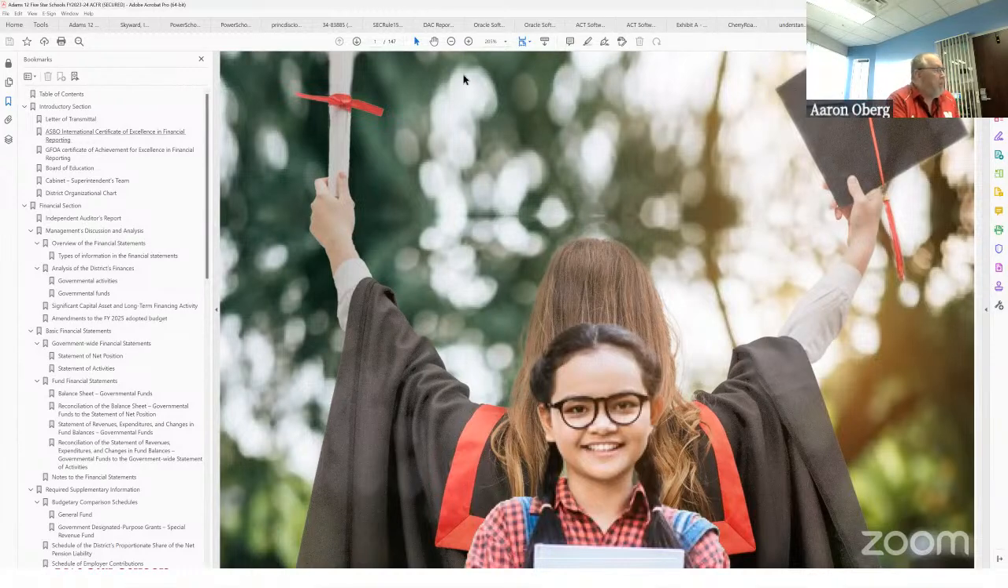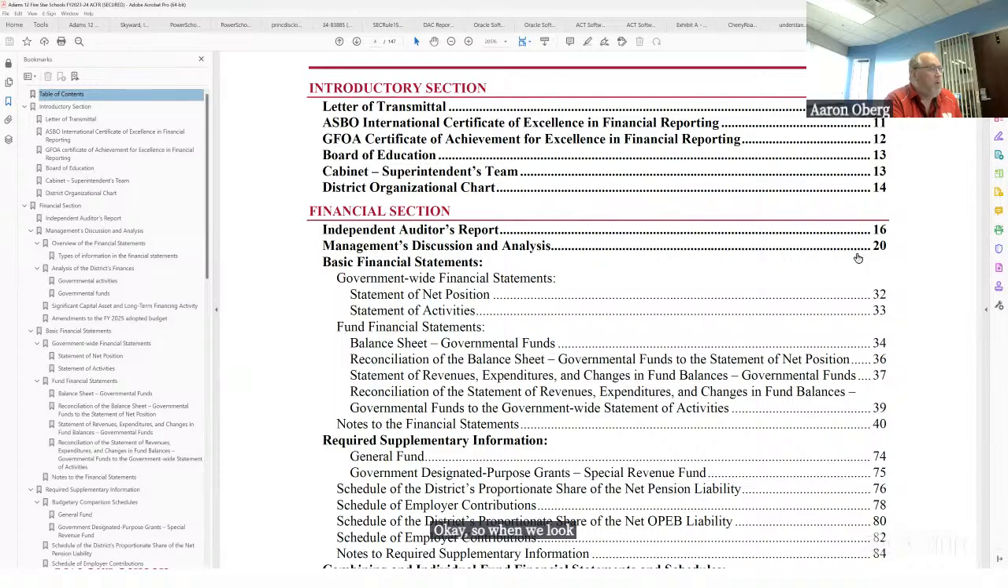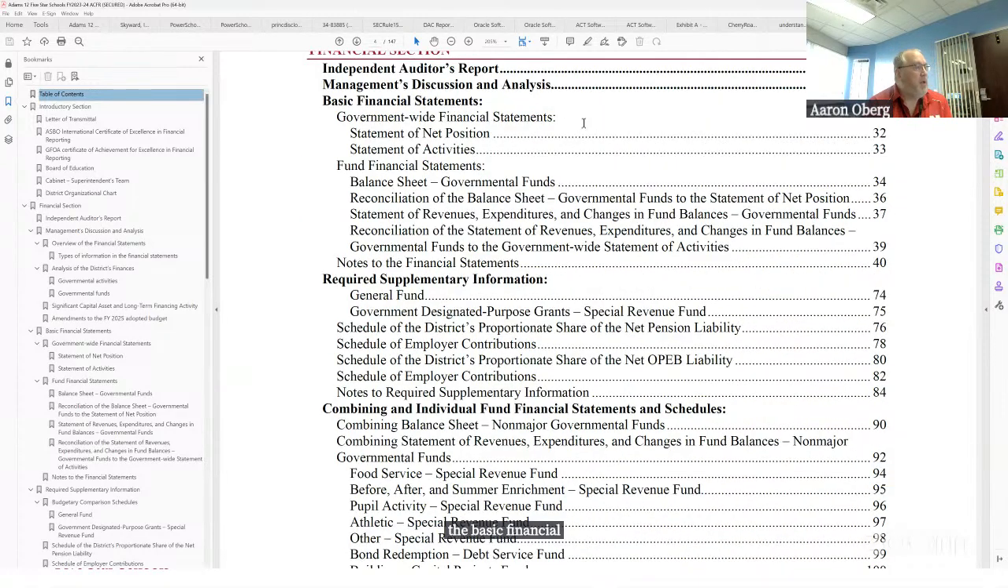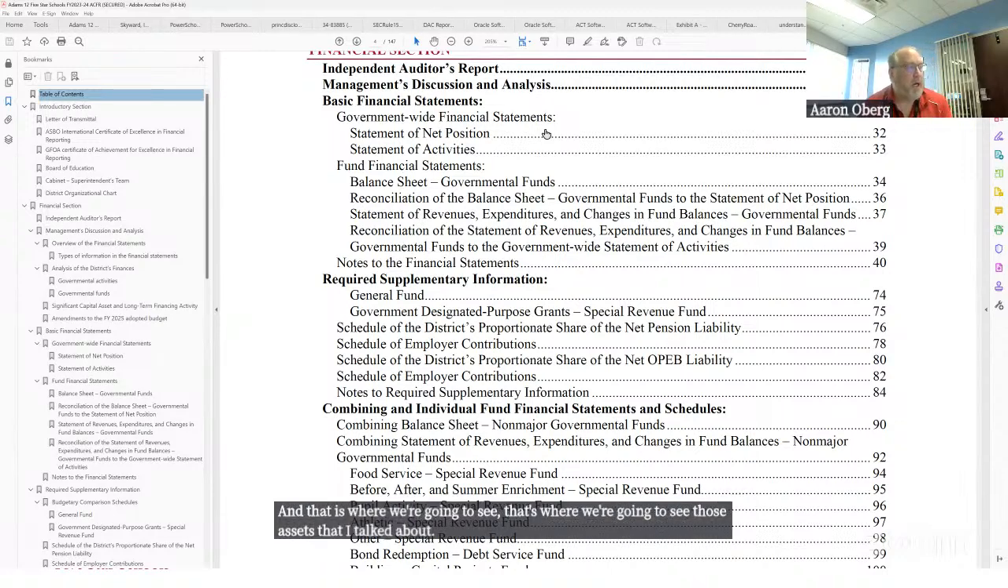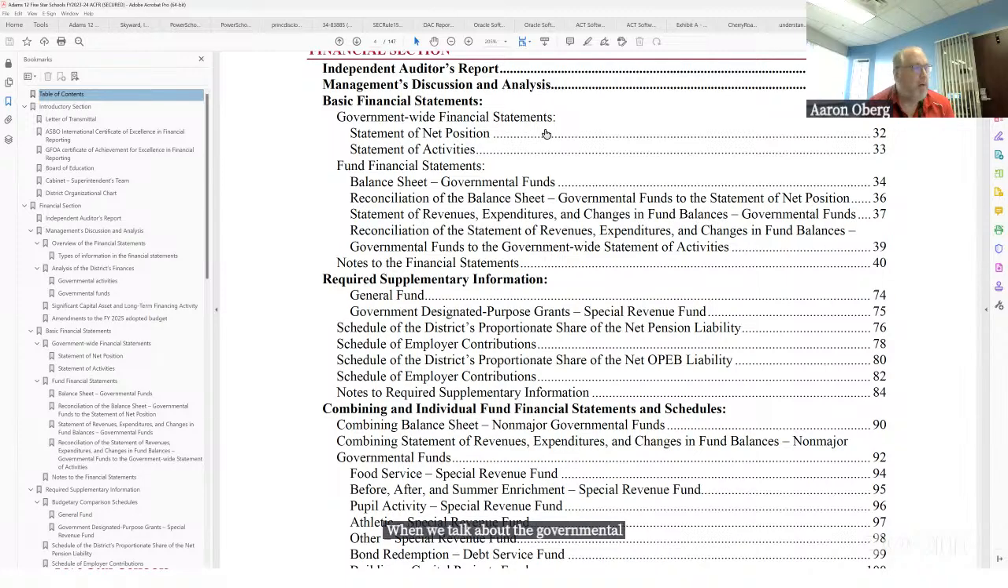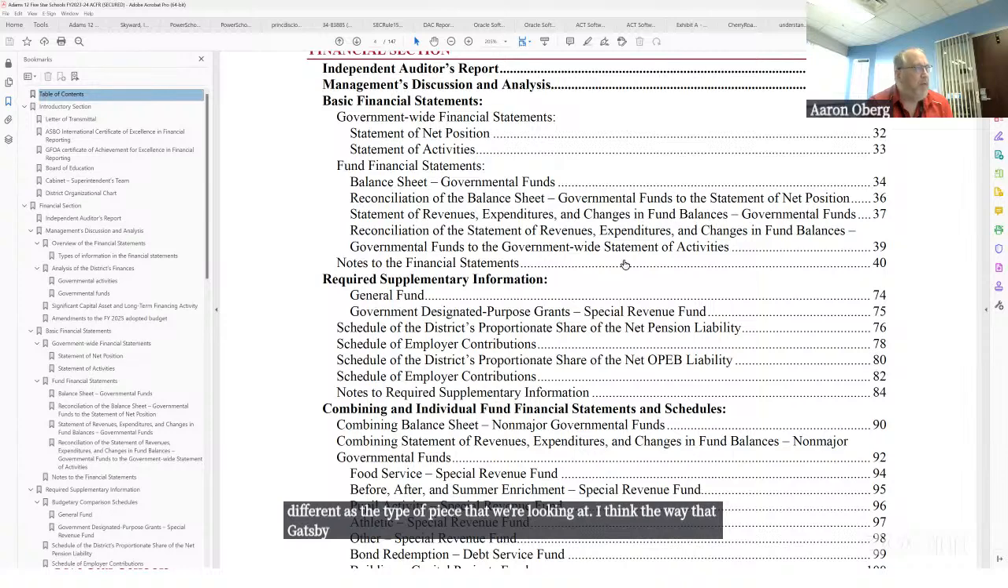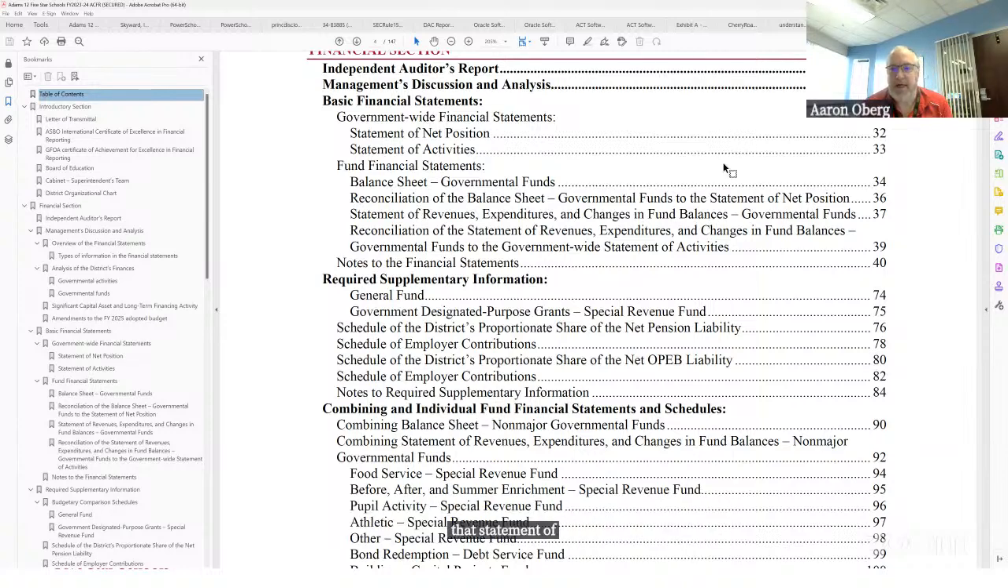Okay, so when we look here at the basic financials of the district, this district has a statement of net position, which is what anyone who is a normal person would consider a balance sheet. And that is where we're going to see those assets that I talked about. When we talk about the governmental funds, it's a little bit different. I think the way GASB shows it is that the statement of net position and statement of activities makes us more comparable to private industry.